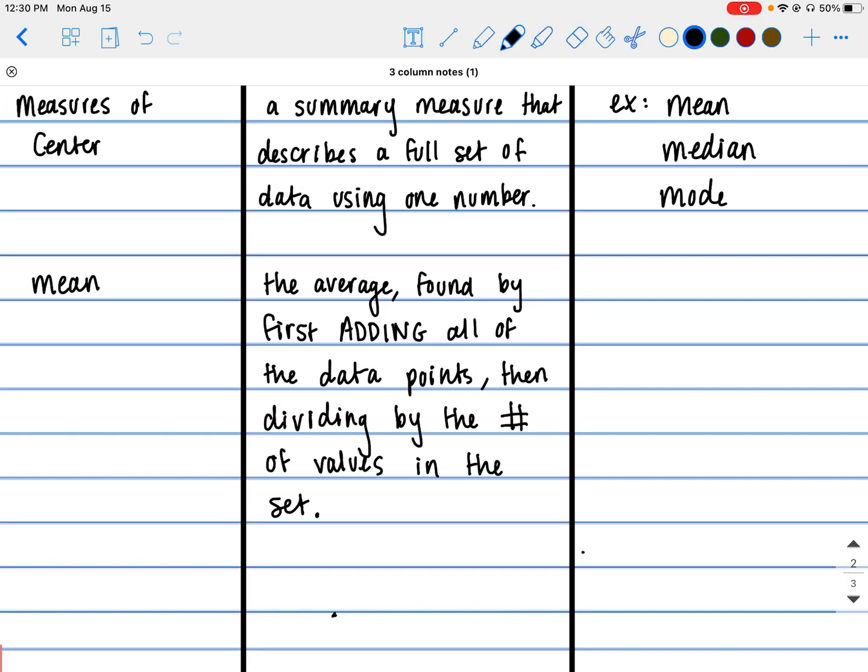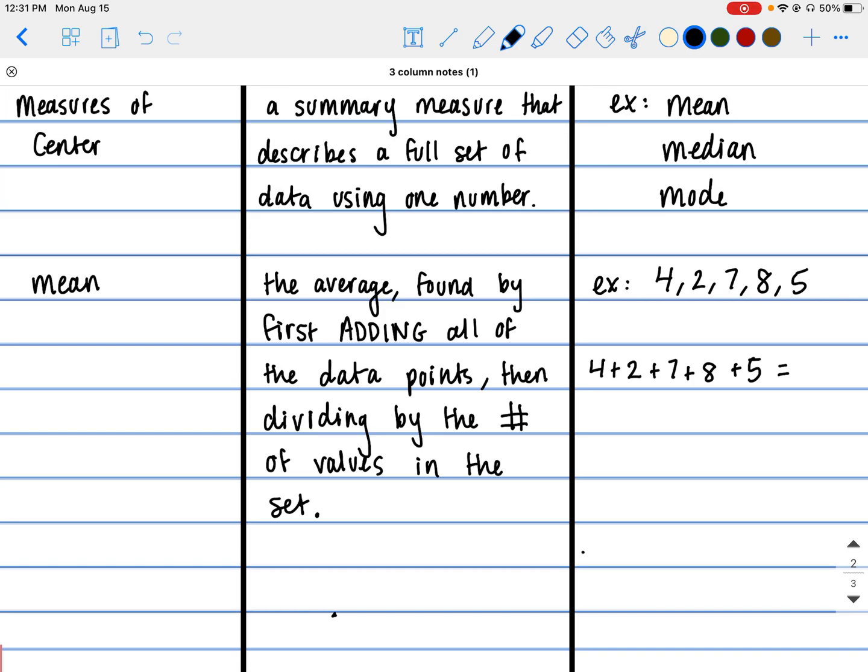Now, what would help us out a little bit is probably seeing an example, right? So let me give you one. Let's take this data set. I'm going to make one up. Let's say 4, 2, 7, 8, and 5. Let's make that our data set. All right, so we're going to find the mean. So what am I going to do? I am going to first add them all together. So 4 plus 2 plus 7 plus 8 plus 5. And I'm going to see what that equals.